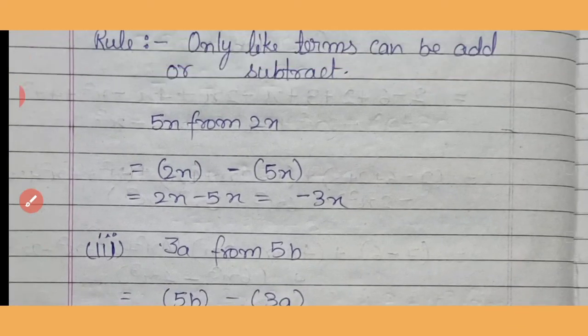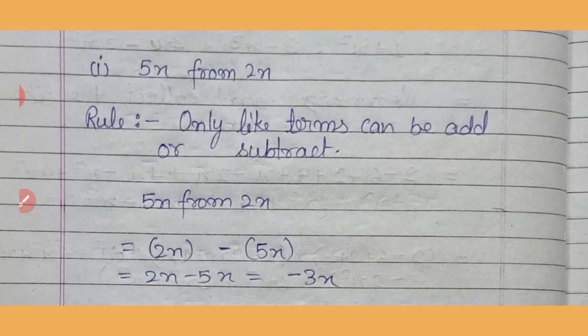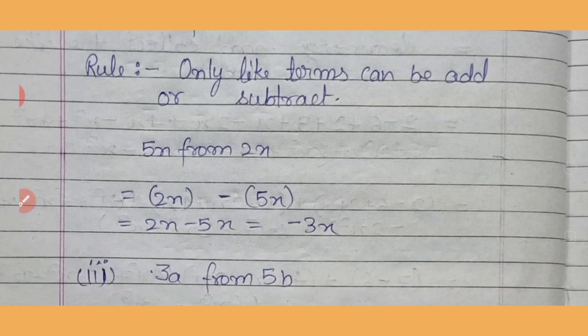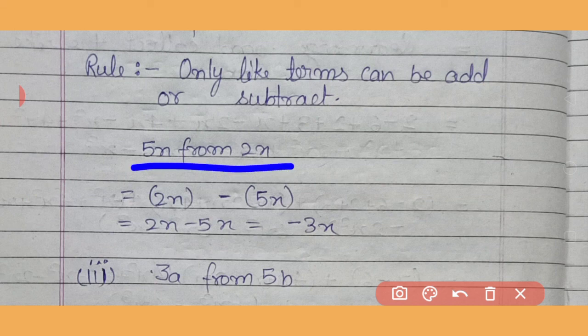Next question, we will understand about subtraction. It has given a rule that only like terms can be added or subtracted. As I explained previously while explaining addition, it has given 5x from 2x. We have to subtract 5x from 2x.